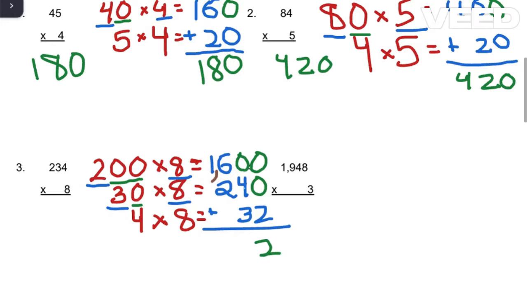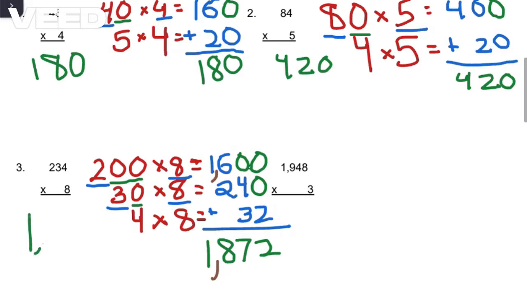0 plus 4 is 4. 4 plus 3 is 7, so we know 7 here. 6 plus 2 is 8. And 1, we just bring down. 1 plus nothing is 1. My comma heroes, I didn't forget. We have a comma here. Okay, so our answer to 234 times 8 is 1,872. Okay, let's move on to the next problem.